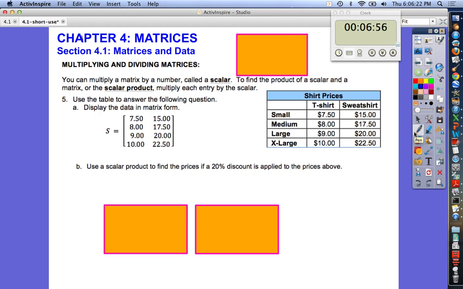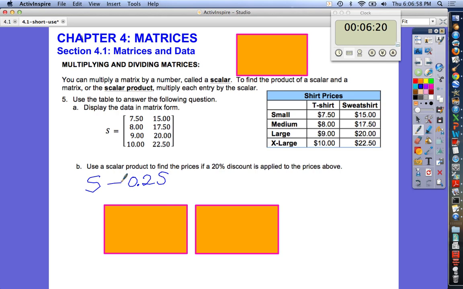So if you look at the way the book will solve these, quite often they will find 20% of those prices, which is a 0.2 scale factor or scalar times your matrix. That gives you the discount. That does not give you the sale price shirts, so you would then have to subtract that from your original matrix or your original prices. So that certainly is an accurate way to do it, but it takes 2 steps. You are scaling your matrix, you are then subtracting matrices.